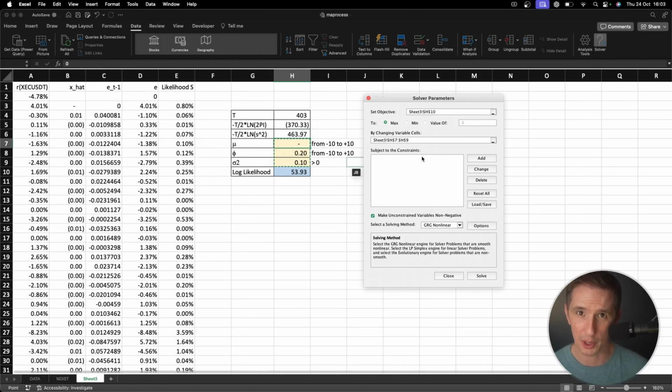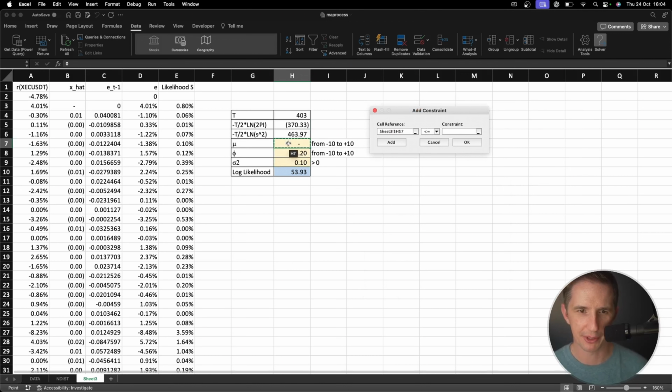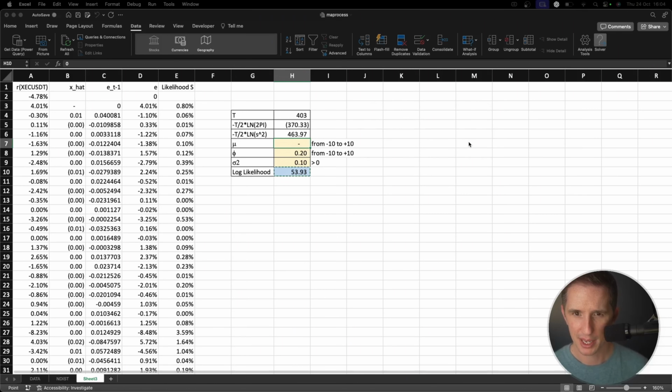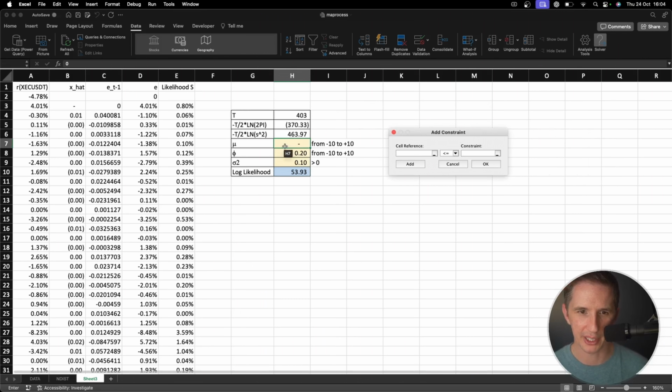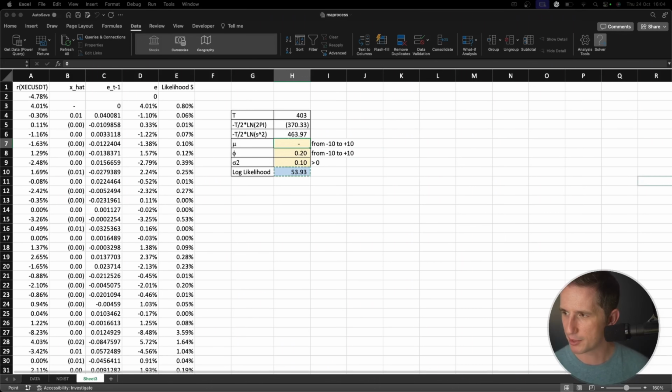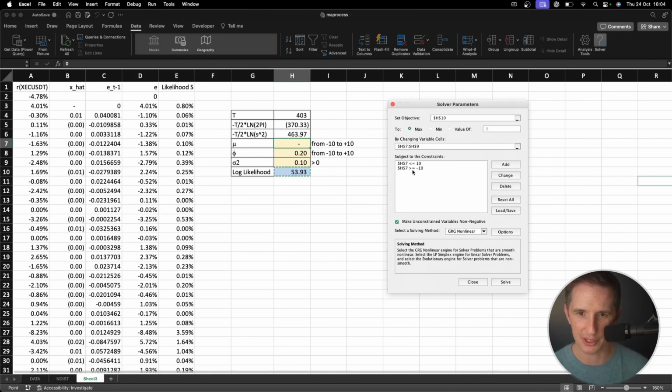So the first one I'm going to add here, I'm just going to bring this over here. It says, what cell reference? So this cell here, I want this to be less than or equal to, say, 10 at a maximum. And I'm going to add another one as well. Sorry, this is popping up on my other screen here. You can't see it. So this here also needs to be greater than or equal to minus 10. Same thing, and then I'm just going to keep doing the same thing. You should see here I've got these constraints now set up.